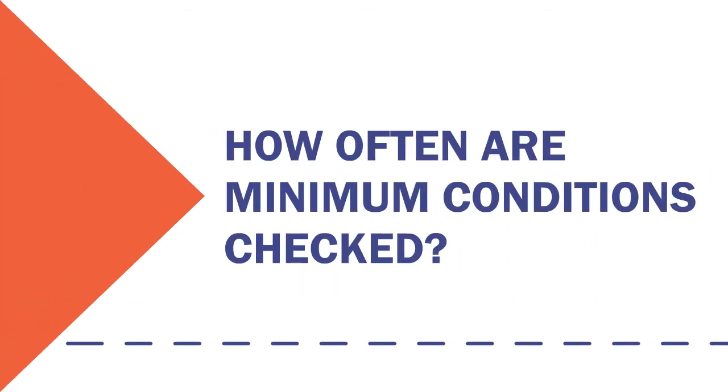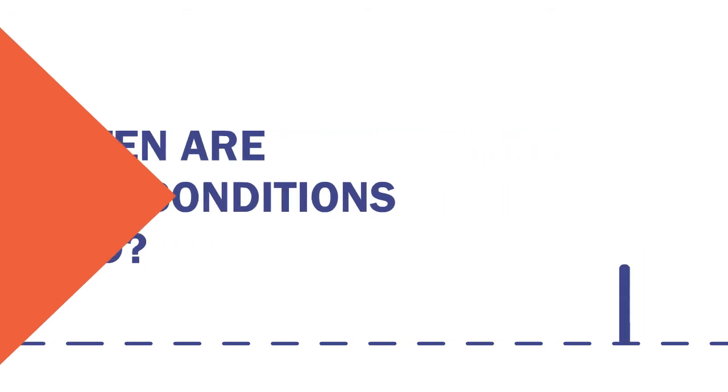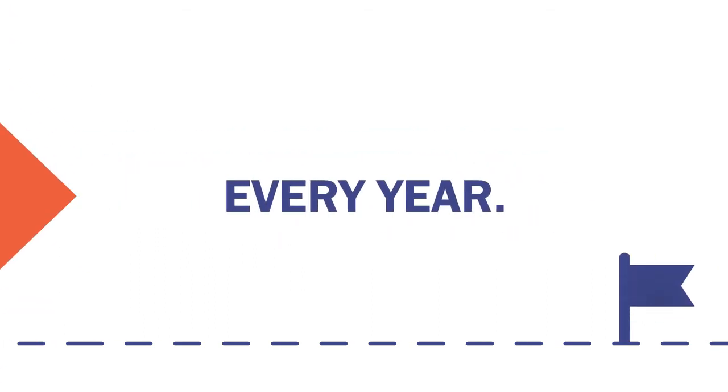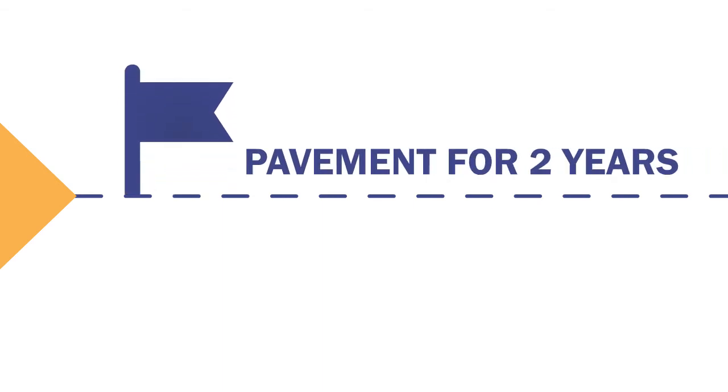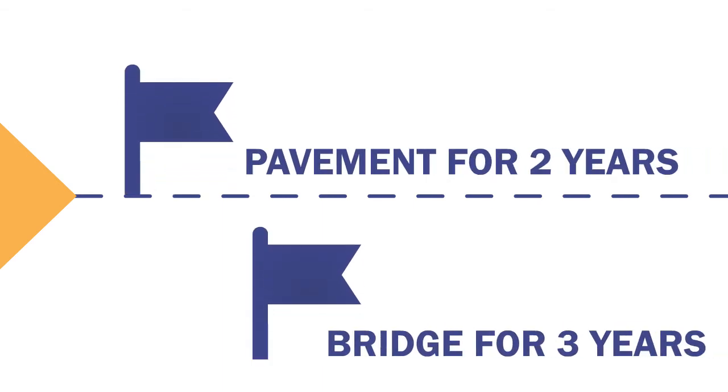How often are minimum conditions checked? Every year. If your state does fail to meet minimum conditions for 2 consecutive years for pavement or 3 consecutive years for bridge, FHWA will require that the state use its share of federal pavement and bridge money in the problem area to fix the situation.